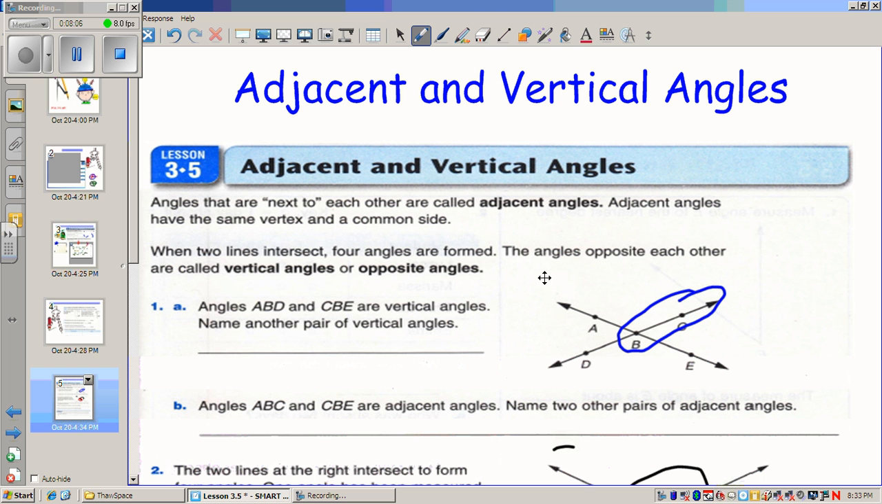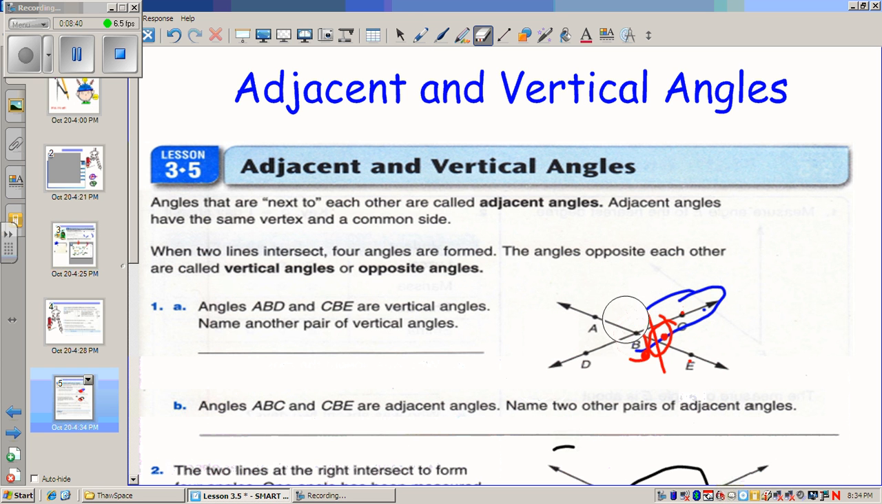Now, angles ABD and CBE are vertical angles. They are vertical because they are directly across from each other. Here and here, or here and here. That is what you call vertical angles. So it says name another pair of vertical angles. Well, I would name, and I know I have it messed up, ABC and DBE, because they are vertical, or directly across from each other.